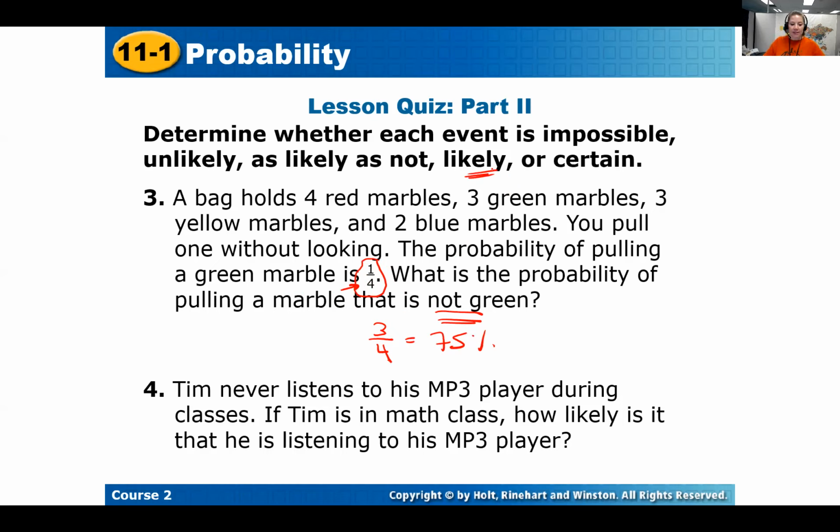Number 4, Tim never listens to his MP3 player during classes. If Tim is in math class, how likely is it that he's listening to his MP3 player? Well, if he never listens to it during class, and if he's in class, that means it's impossible, right? 0%. Impossible.